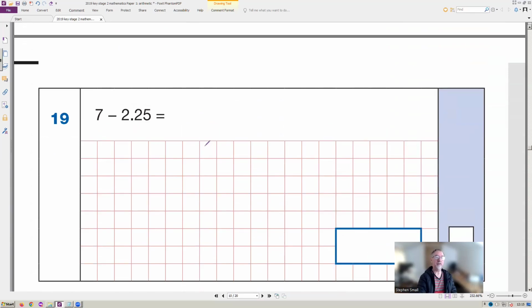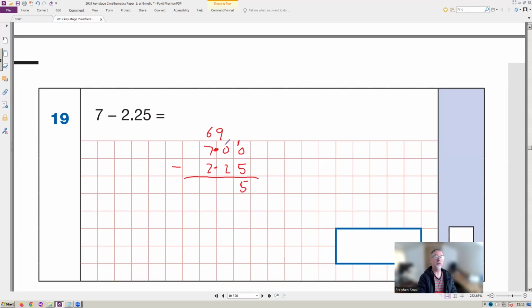This one, we're going to do it very formally. 7.00, I'll put the point there. 0, 0, take away 2.25. 5 from 0. Oh, it won't go. I've got to take one. Oh, I can't take one from there because there's nothing there. So I have to take it from the 70. I'll put 69 down. Put the 1 there. 5 from 10 is 5.